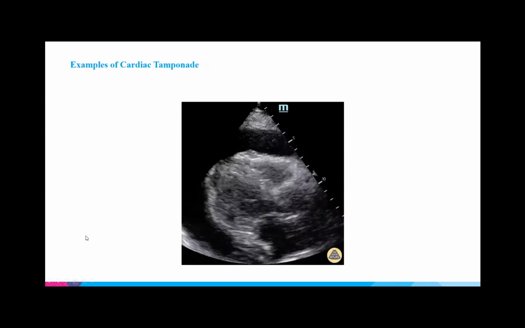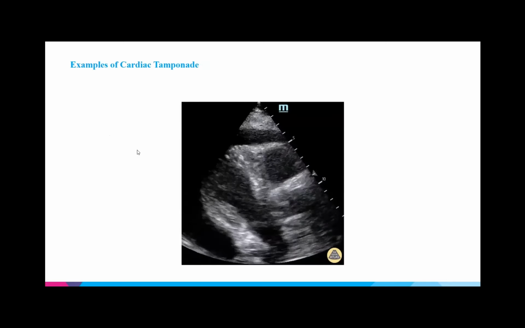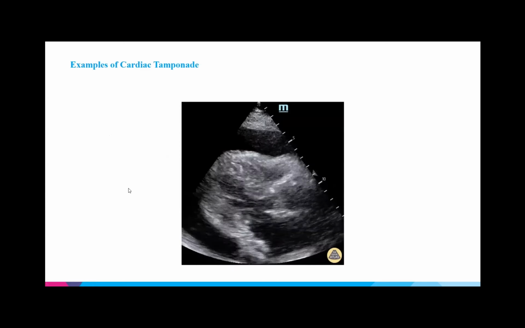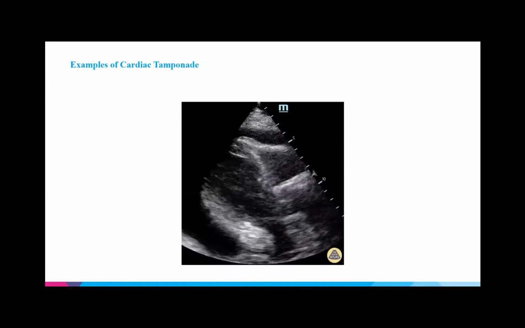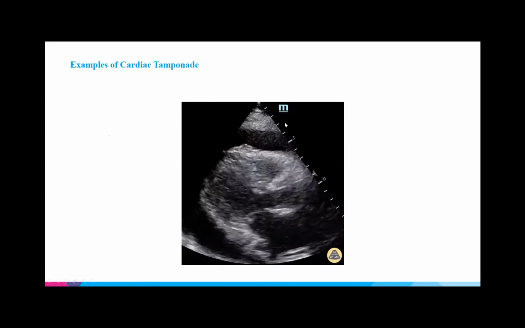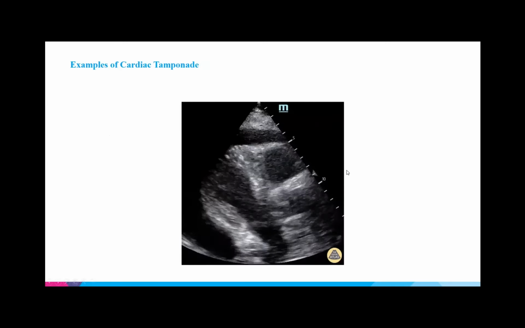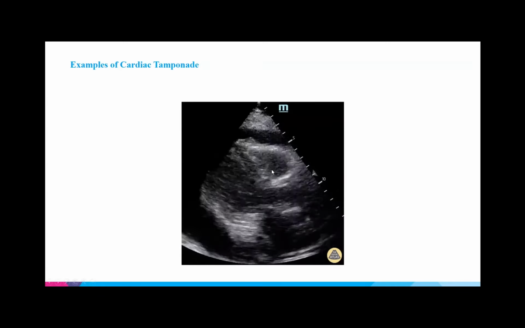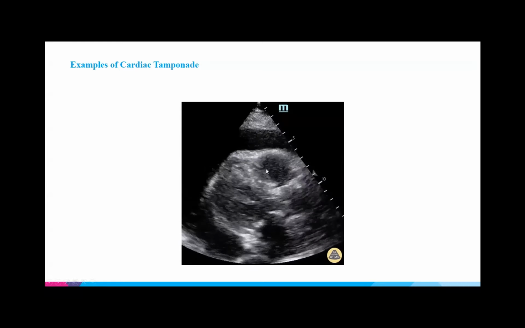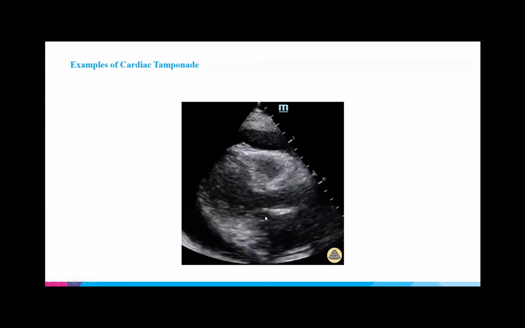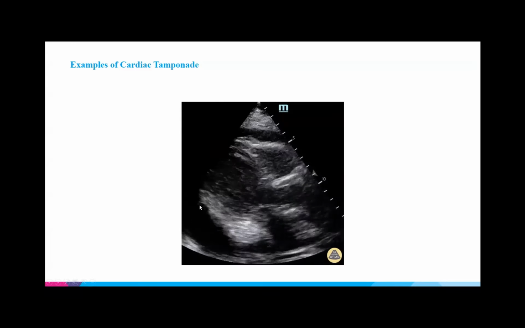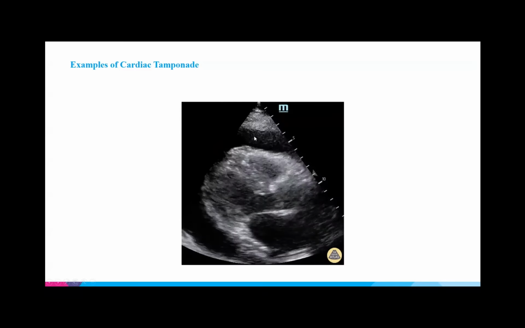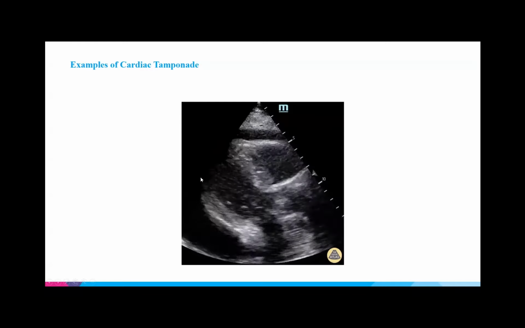So I just wanted to give you guys a few different examples of tamponade, where you can just look at some examples of things that were classified as tamponade. So here you have a parasternal long axis view, I would say. This is going to be your right ventricle outflow tract here, your left ventricle here, then you have your mitral valve, and then your aortic valve here. And then I want you to pay attention to the large ring of fluid, the large pericardial effusion.